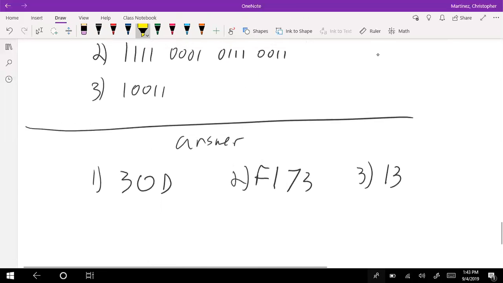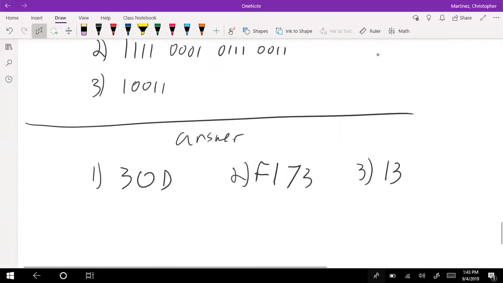All right, so here are the answers. Number 1 was 30D. Number 2 was F173. And number 3 was 13. Well, I hope you were able to understand hexadecimal numbers and how they're used to represent binary digits.